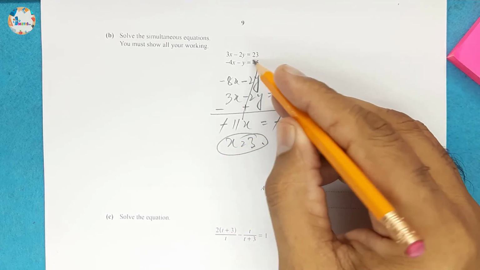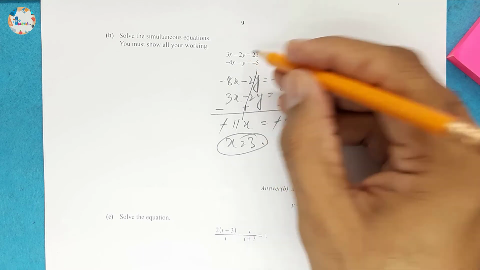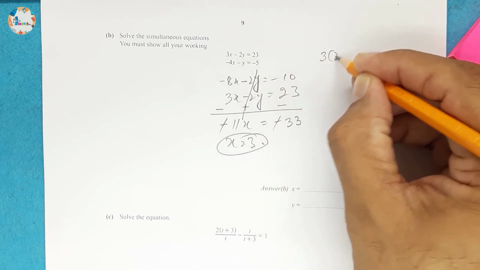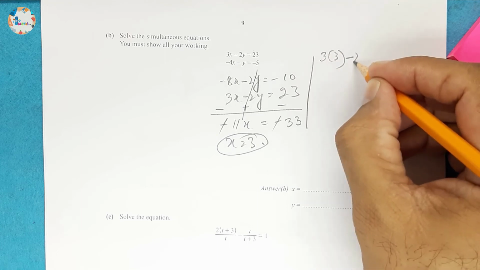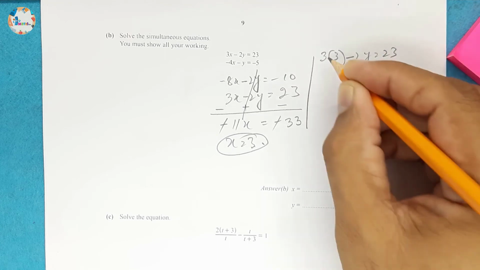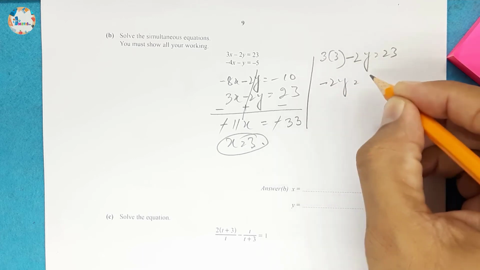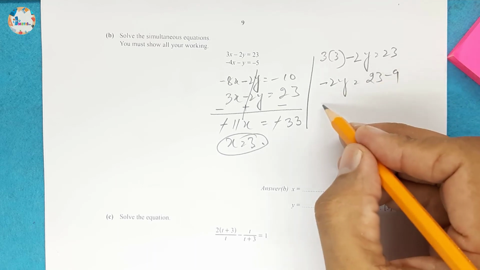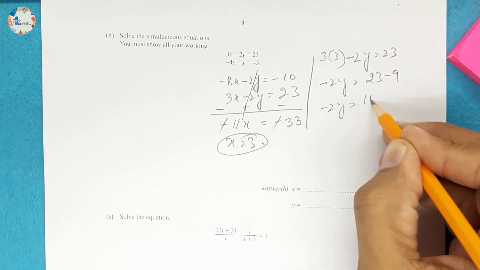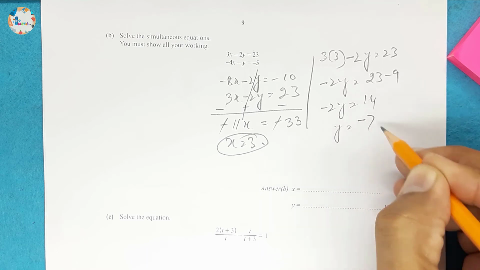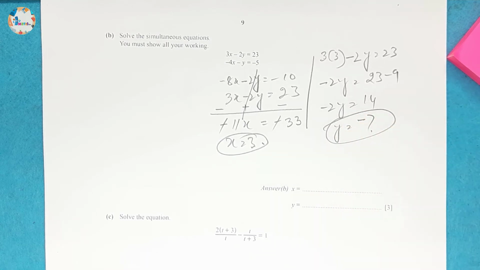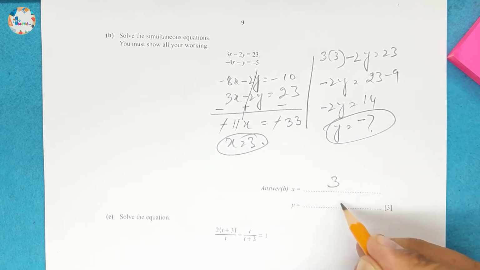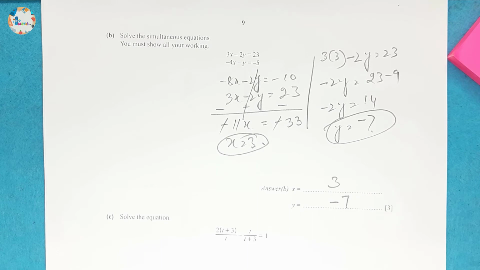Now this value we can replace in either of the two original equations. I will replace in the first equation, so 3 into 3 and minus 2y is equal to 23. This will be 9, so minus 2y is equal to 23 minus 9, so it will be 14. So minus 2y is equal to 14, so y is equal to minus 7. So these will be the two values. x will be equal to 3 and y will be equal to minus 7. This will be our answer for this.